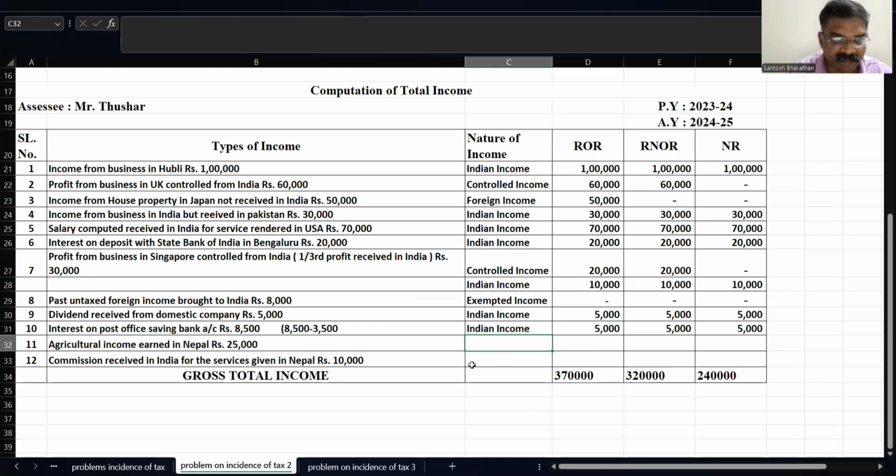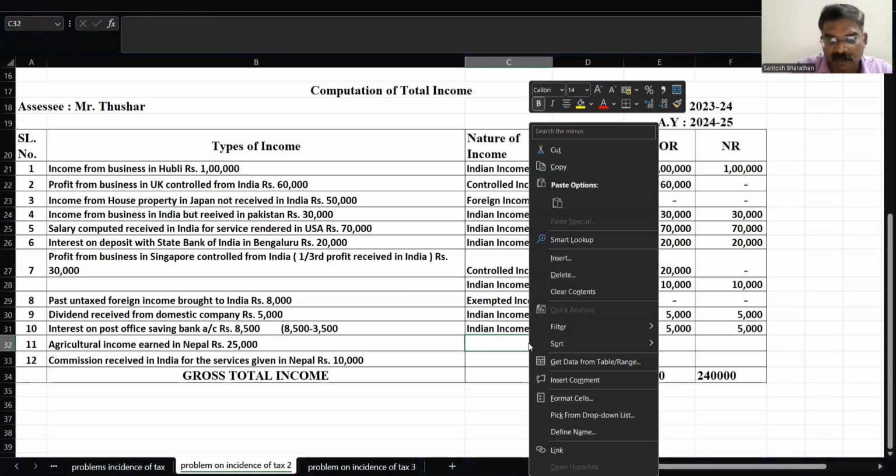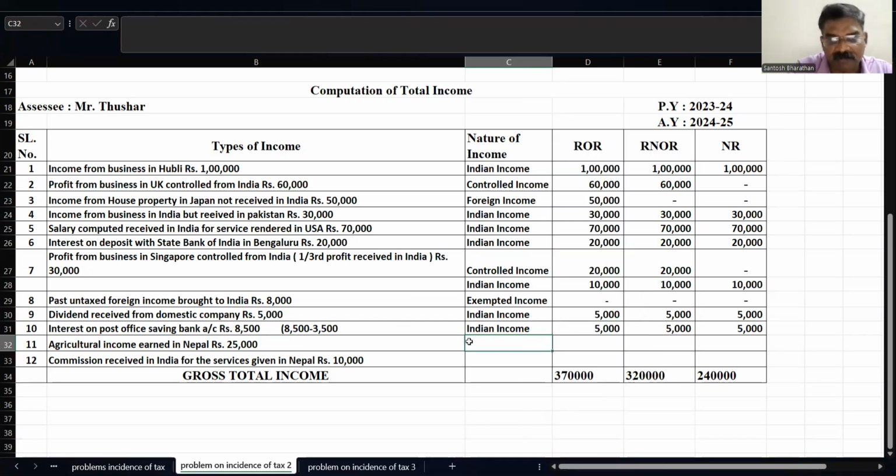Next, we have agricultural income earned in Nepal. So Nepal, where is it? It does not relate to Indian income. So it is a foreign income. So what do I mention as a foreign income? If it is a foreign income, it is taxable in only one case. Only one case. Rest all I'll mention as 0, 0.